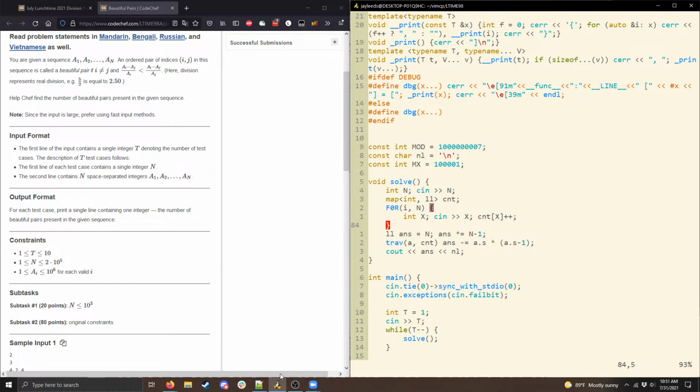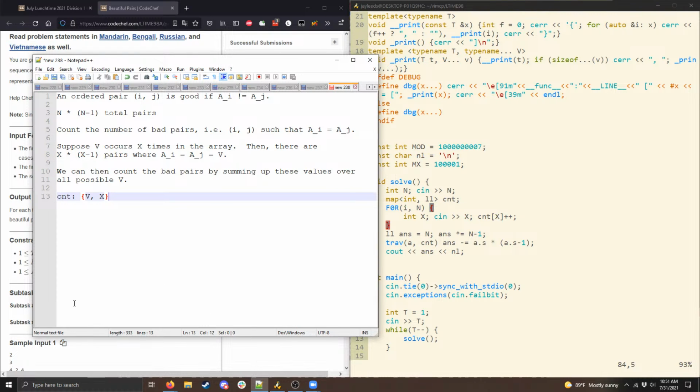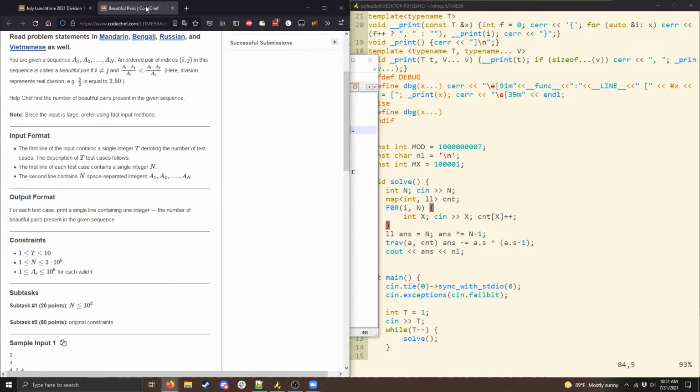And then someone's asking, what's v? So v is just any value that occurs in the array. And here we're essentially trying to count the number of pairs where a sub i is equal to a sub j, where they both take some common value. V is just the common value that they take. Okay, great. So that's this problem.